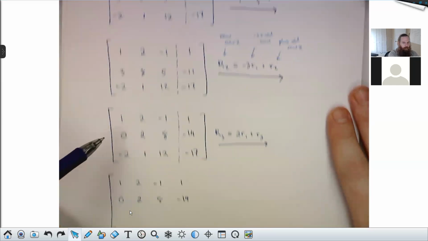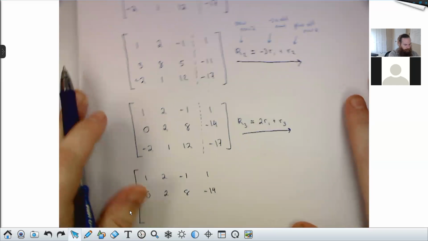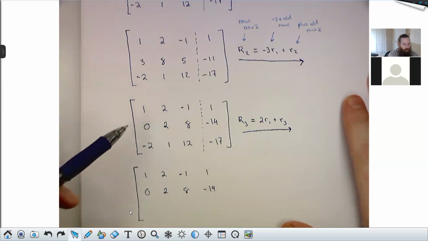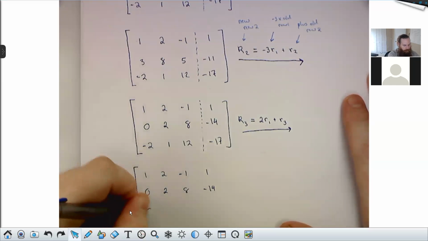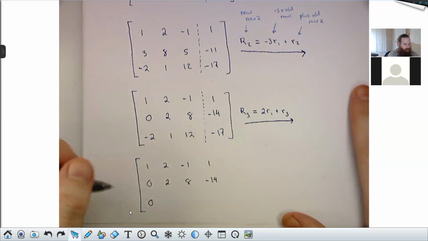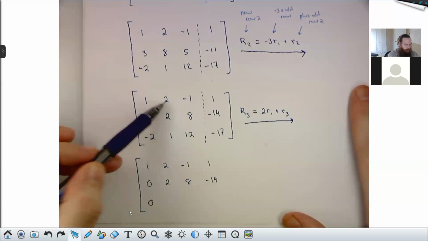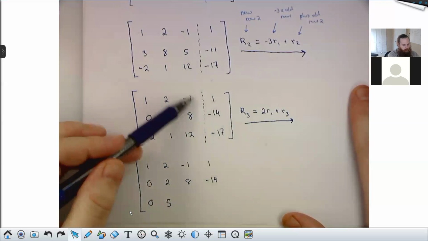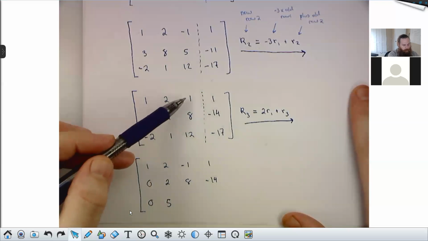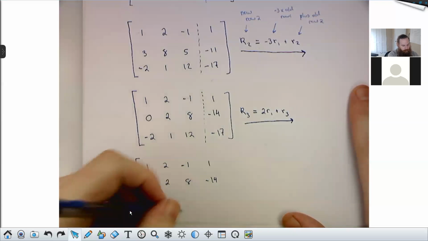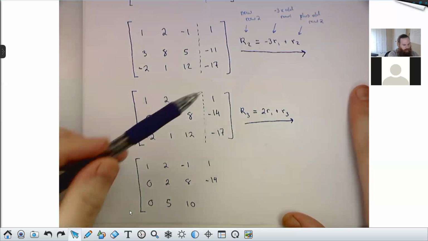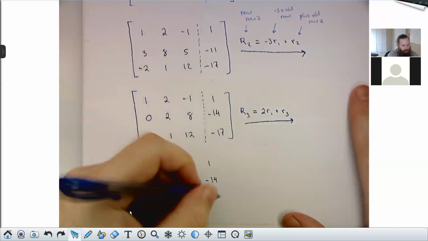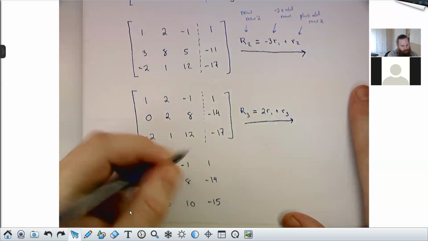Now when it comes to row 3, I'm adding 2 times row 1 to row 3. So 2 times 1 is 2. 2 plus -2 is 0. That's by design. 2 times 2 is 4. 4 plus 1 is 5. 2 times -1 is -2. -2 plus 12 is +10. And 2 times 1 is 2. 2 plus -17 is -15.